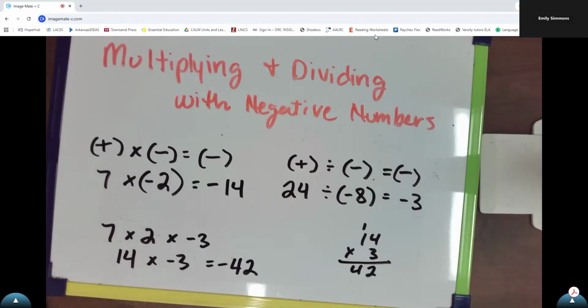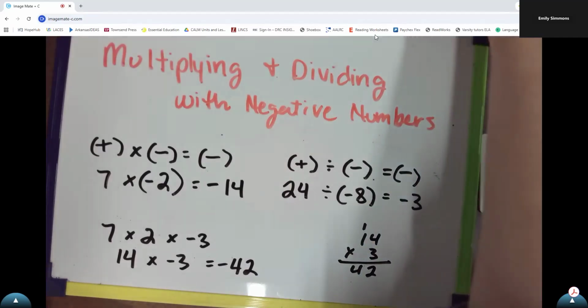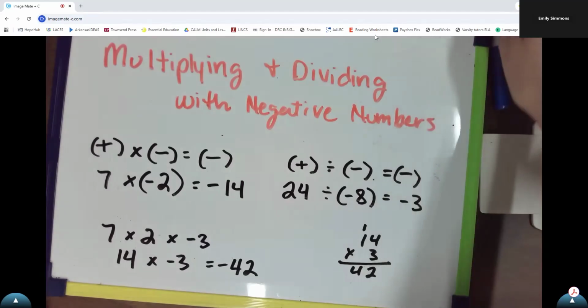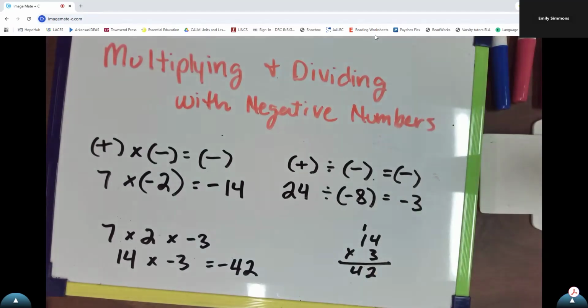Most people like the multiplying and dividing rules for negative numbers a little bit more because they're a little more straightforward. So that's what we have for today, and we'll pick up next week with hopefully order of operations.